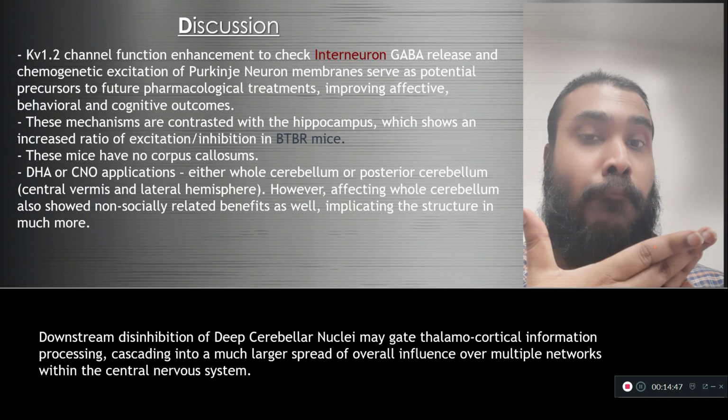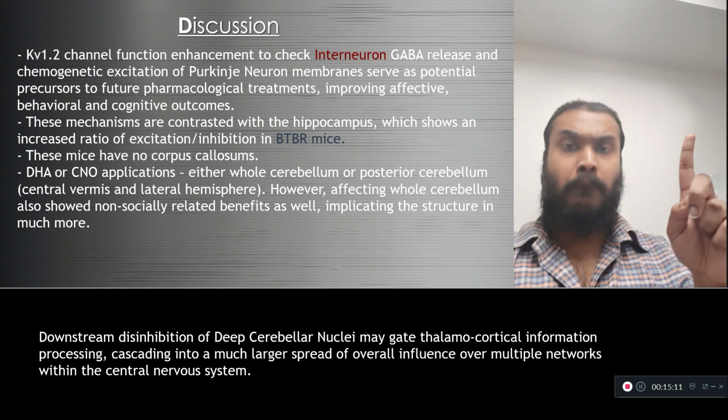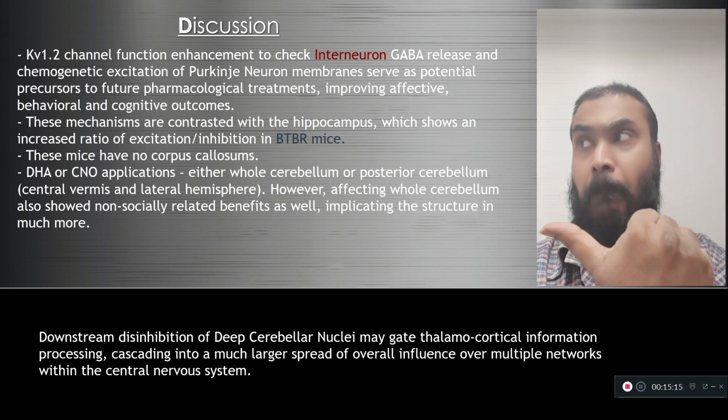To move on to the discussion, they contrasted their findings with the hippocampal area of BTBR mice, where there's actually more activity. The ratio is the reverse of what we have with the cerebellum, with the interneuron GABA release and Kv1.2 channel function. We can see how Purkinje neuron membranes serve as potential precursors to future pharmacological treatments, and we can exploit this mechanism, this doorway, to find new answers to problems.